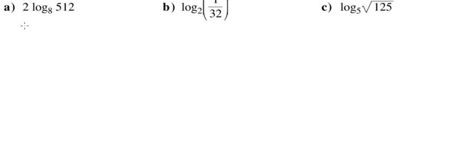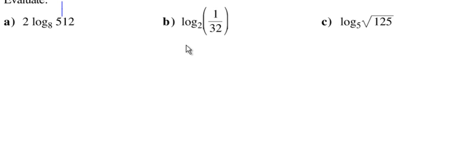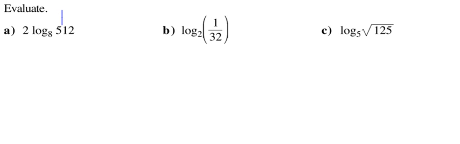Okay, so 2 times the log base 8 of 512. This is asking, the logarithm part is, if I have 8 and I want to turn it into 512, what power must I put it to? Well, 8 times 8 is 64, times 8 is 512. So 512 is 8 to the third power. So we can do this.